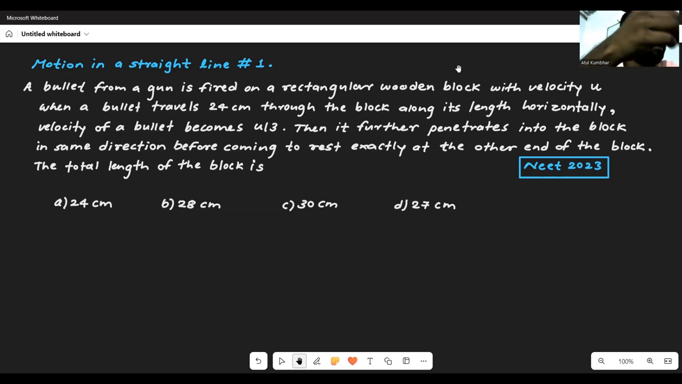A bullet from a gun is fired on a rectangular wooden block with velocity u. When the bullet travels 24 centimeter through the block along its length horizontally, the velocity of the bullet becomes u by 3. Then it further penetrates into the block in the same direction before coming to rest exactly at the other end of the block. They are asking the total length of the block.